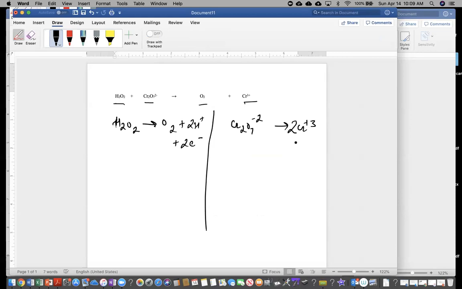After that, we need to balance what? What else do we have? Balance O by adding H2O. Right. So you're going to balance O by adding H2O. What side should I add H2O? To the chromium side, the right hand side. And how many water should I add? 7. Okay, so this balances my oxygen.